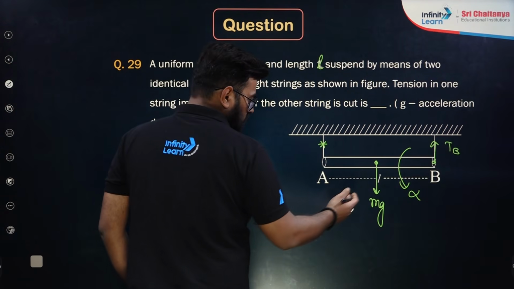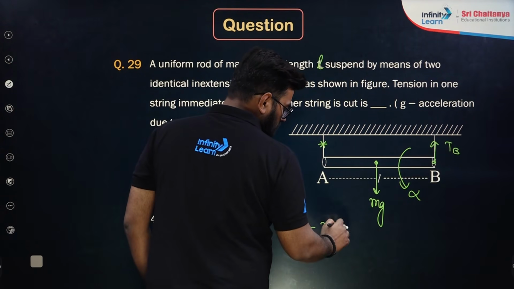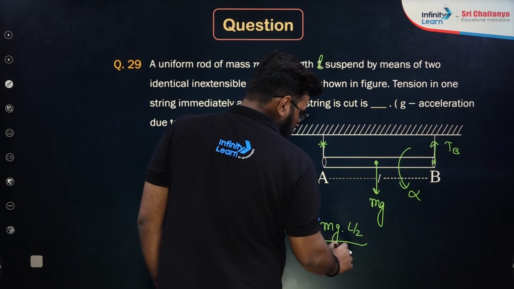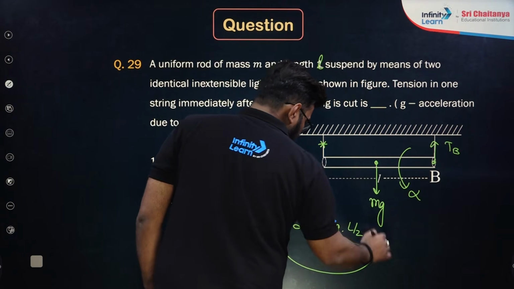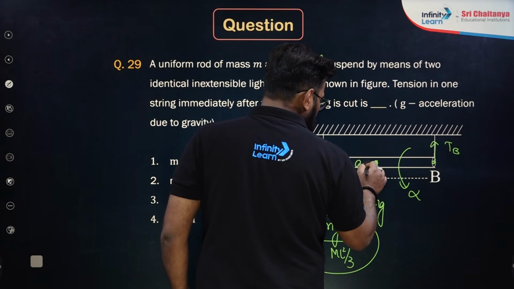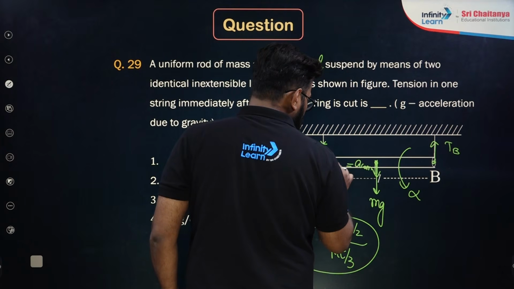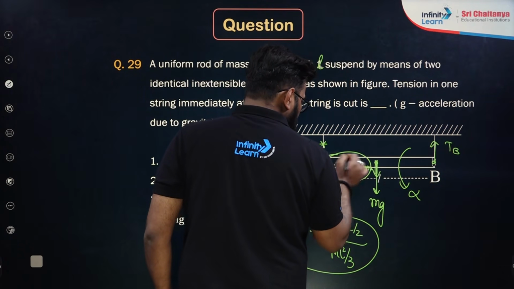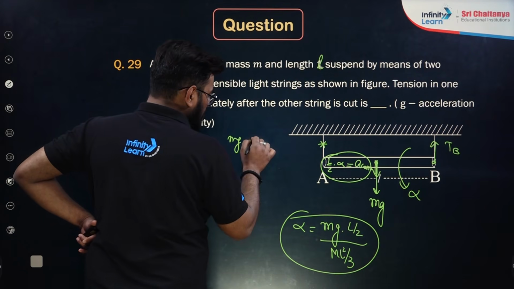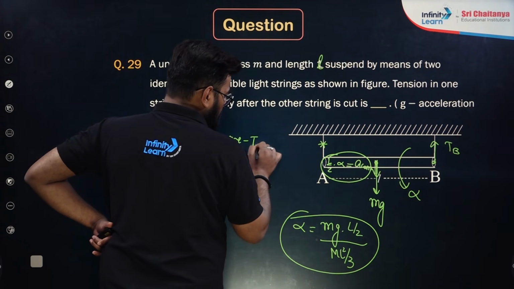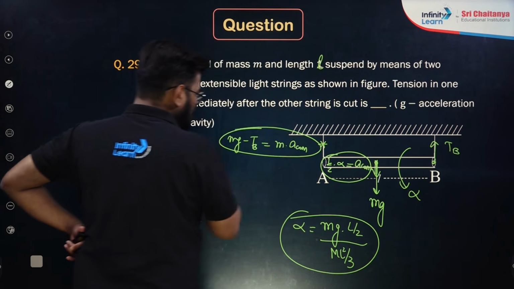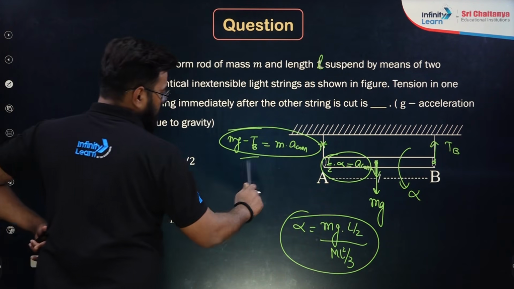This is cut. So torque will be due to mg only. So mg × L/2 divided by the moment of inertia over here, which is mL²/3. You will get the value of alpha. Now once you have got the value of alpha, you can find out the acceleration of the center of mass, which will be L/2 × alpha. Now once you have got the acceleration of the center of mass, mg minus the tension Tb will be equal to mass times the acceleration of the center of mass. So through this, you will get the value of Tb.